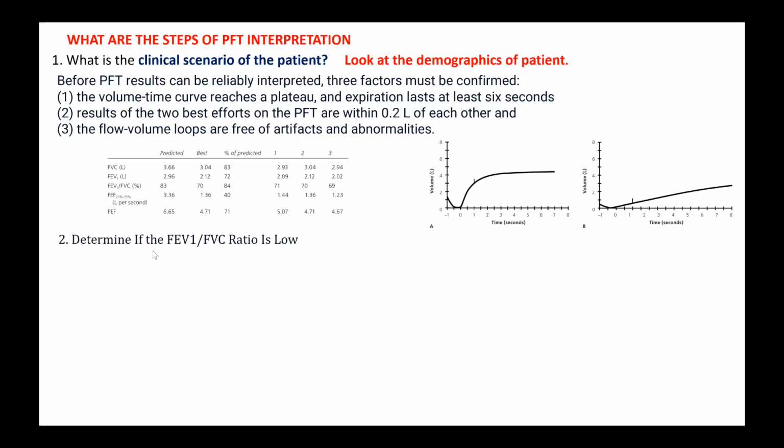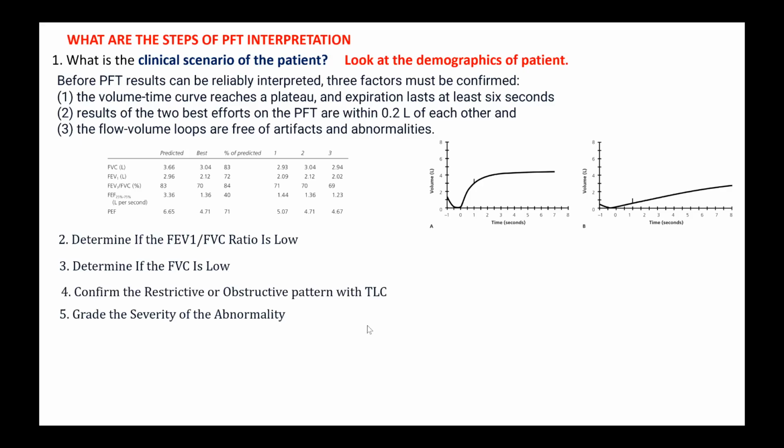The first thing you do is determine if the FEV1 to FVC ratio is low or not. If it is low, what does it mean? Obstructive airway disease. Then determine if the FVC is low. If FVC is low and the FEV1 to FVC ratio is normal, what does it indicate? It could be normal or restrictive, so it is a restrictive disease. Confirm the restrictive or obstructive pattern with total lung capacity. That is how you can confirm it. Then grade the severity of the abnormality and determine reversibility with an obstructive defect. So these are the six steps that you should do.